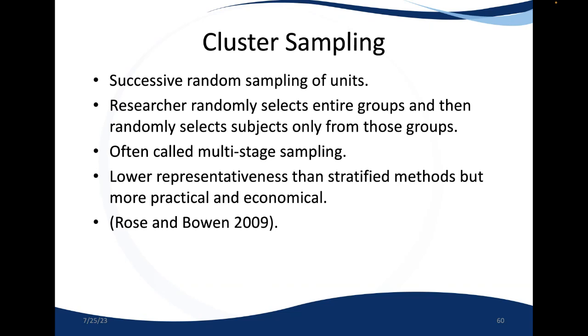Of course, people will argue that this is less representative than stratified methods because you are sampling from structures without understanding who is in those structures. So you sampled from 3 provinces out of 9. You don't really know how the provinces compare to each other and so forth. So it is not representative, but it's easier. It's economical, it's much more practical. So people can choose cluster sampling for that reason.